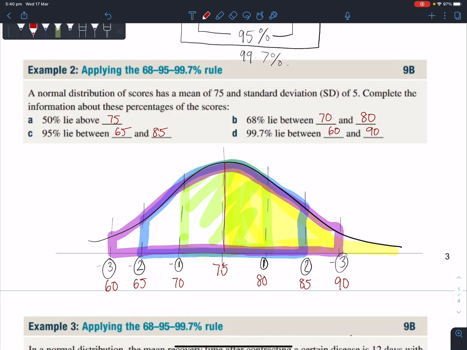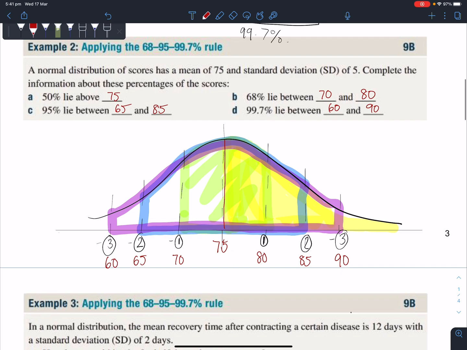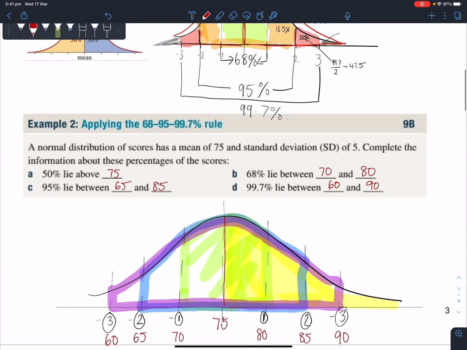So you can score between 60 and 90, but there wouldn't be very much in that range if it's normally distributed. Remember, all data doesn't have to be normally distributed. Alright, so that's that one.